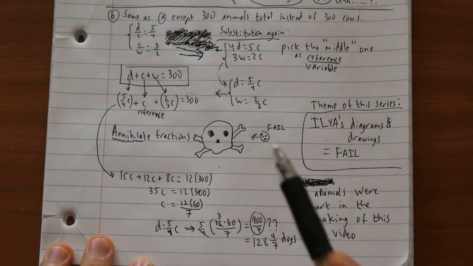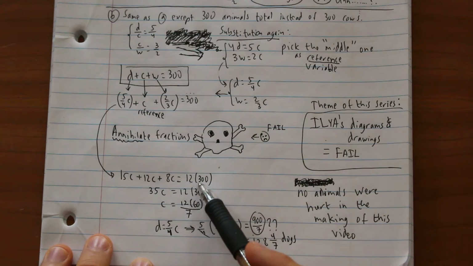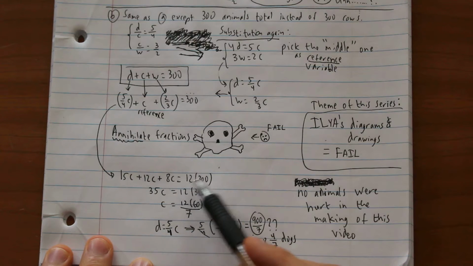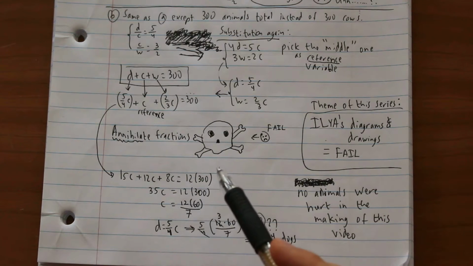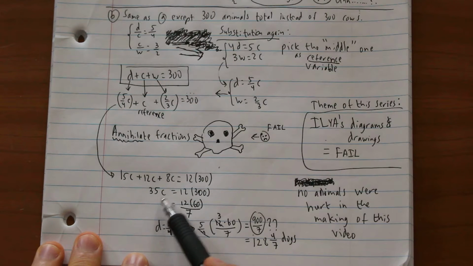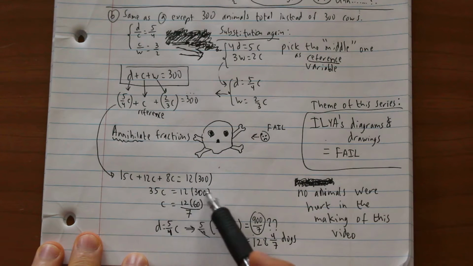Now, a little trick of the trade: I'm not even going to multiply this 12 into the 300 yet because we're being lazy. Who knows, maybe in a later step something will end up simplifying, so why bother doing this work? That's actually a really good tip for you guys. All right, so let's add this up. 35C is 12 times 300. Again, we're not even multiplying yet. I know you're tempted to, but don't do it.